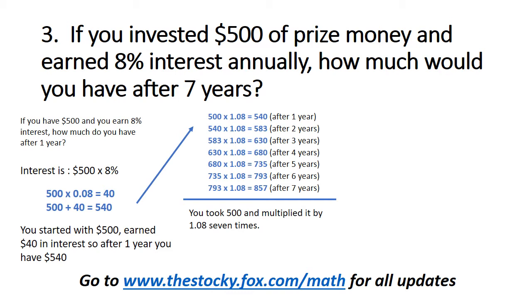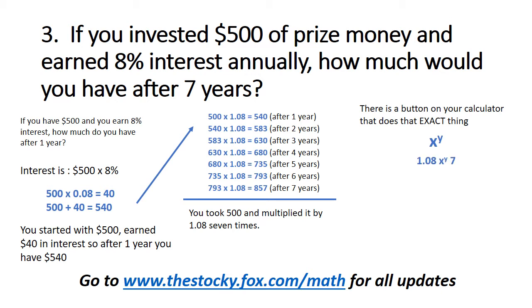So basically what you did here is you took 500 and you multiplied it by 1.08 7 times. That's a bit of a pain, especially as you get more and more years. What happens if we add 30 years? Would you do that 30 times? Well, the good news is there's a button on your calculator that does that exact thing. It's the X to the Y button.